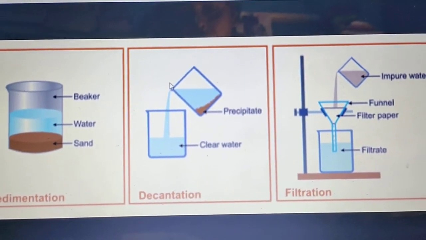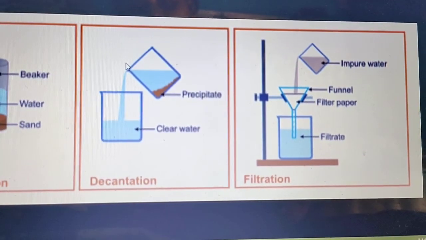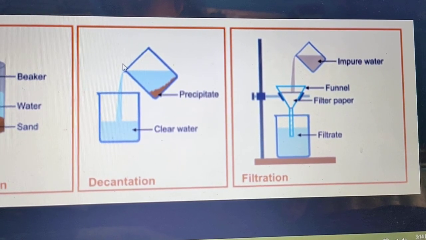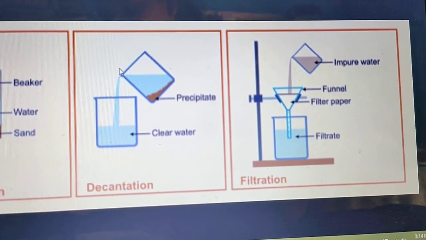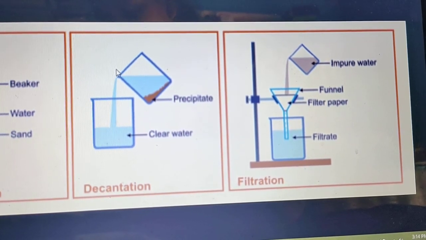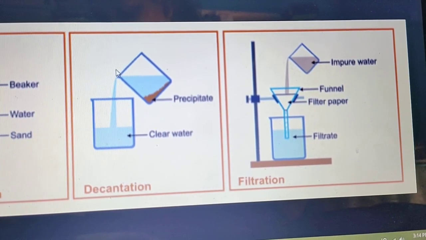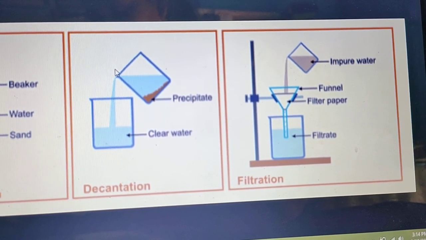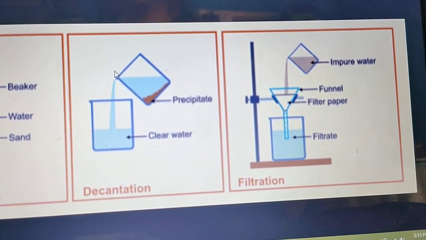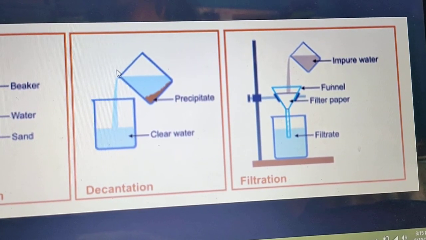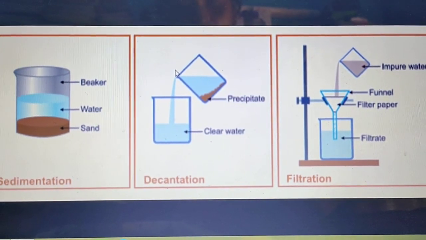Okay, now as you can see, the filtration here. This is a process of separating insoluble solid that is present as small particles from a liquid by passing them through a filter. The purpose of filtration is to separate the insoluble materials which cannot be separated by decantation, that is, materials which do not settle down even when kept undisturbed for long periods. Filtration is carried out with the help of a funnel and a filter paper. The whole setup you can see on the screen, and in the book also it is given. So this is all about sedimentation, decantation and filtration.